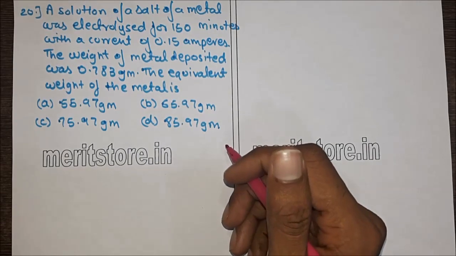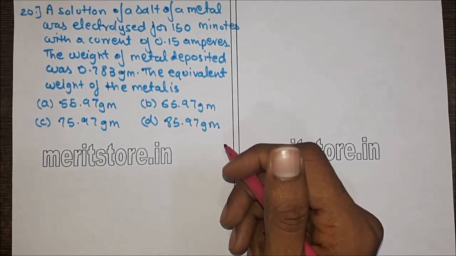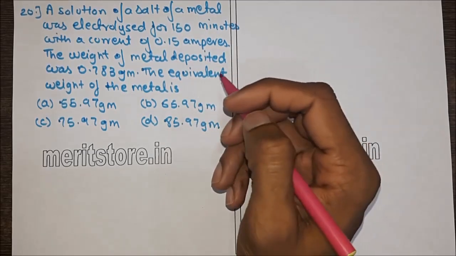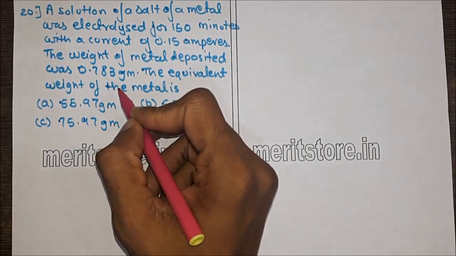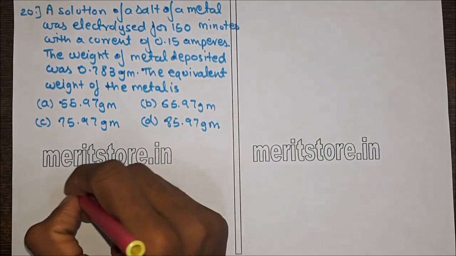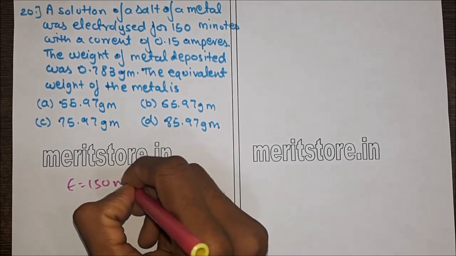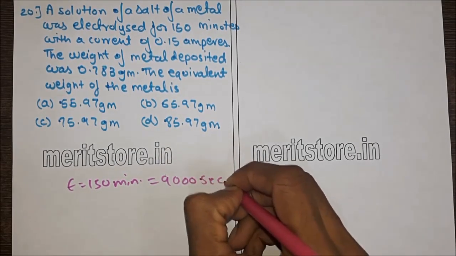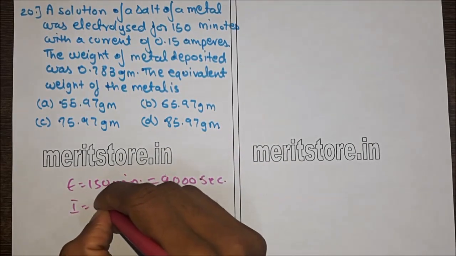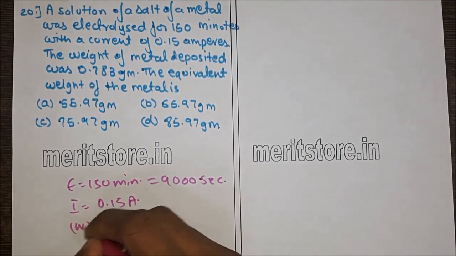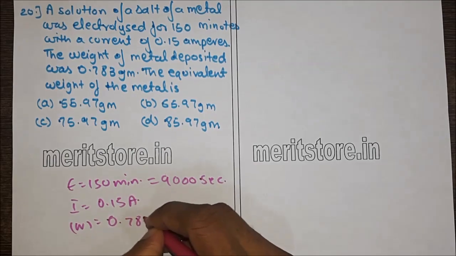Question 20. A solution of salt of a metal was electrolyzed for 150 minutes with a current of 0.15 amperes. The weight of the metal deposited was 0.783 gram. The equivalent weight of the metal is, we are given four options over here. Time t is equal to 150 minutes given, which is equal to 9,000 seconds. Current I is given as 0.15 ampere. So weight of the metal, that is W, is given as 0.783 grams.